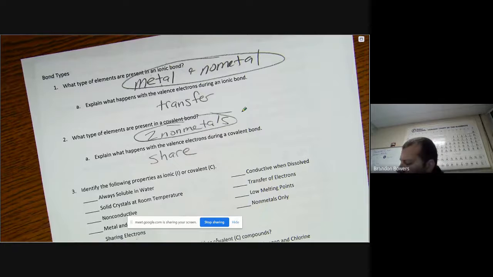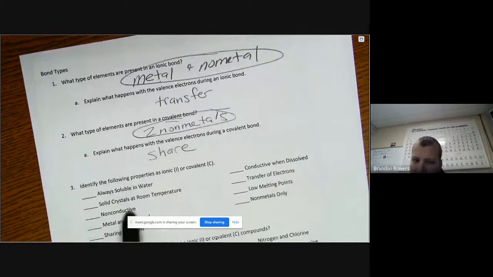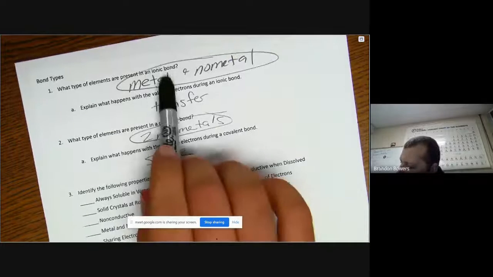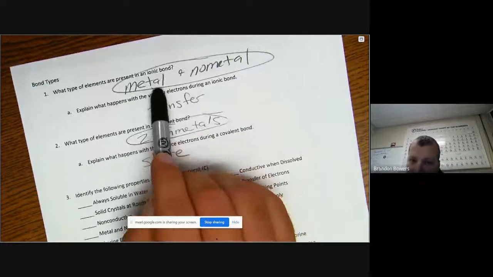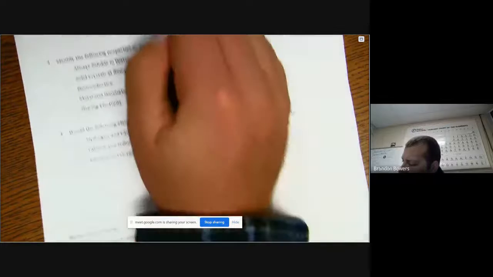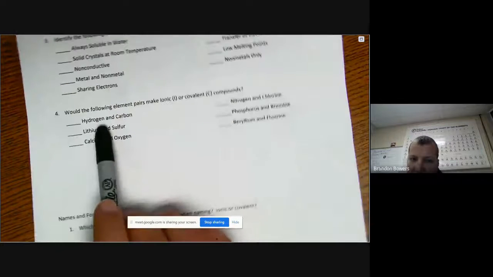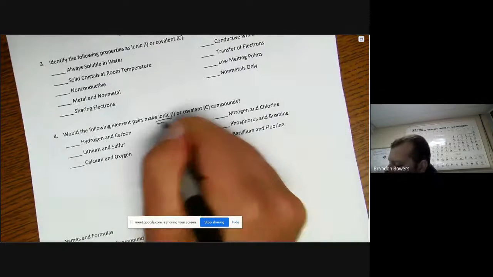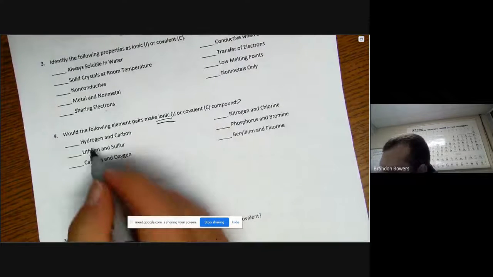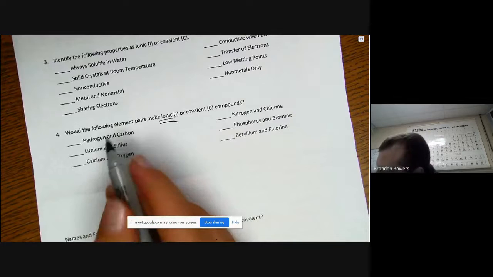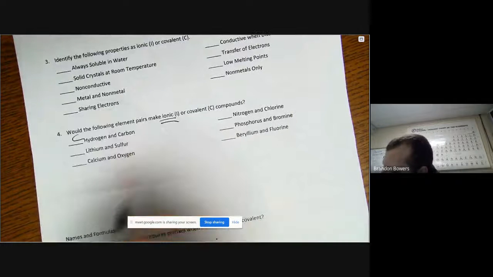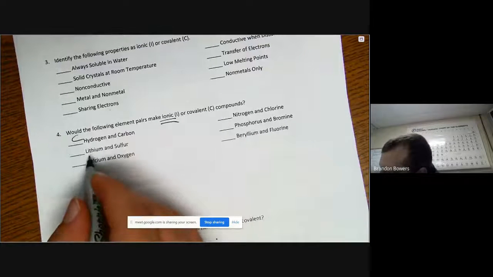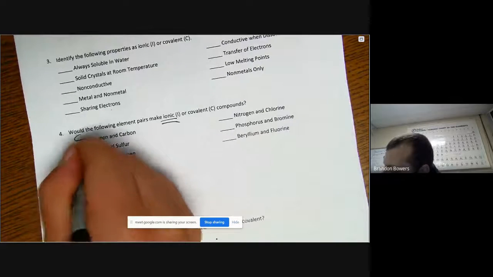So I'm going to skip this next part. I'll come back to it. But from this, I know ionics have metals. So I'm going to skip this and go down to this section. Ionic has metals. So is hydrogen or carbon a metal? Nope. So that's covalent. Is lithium a metal? It is. Anything that has a metal is ionic.